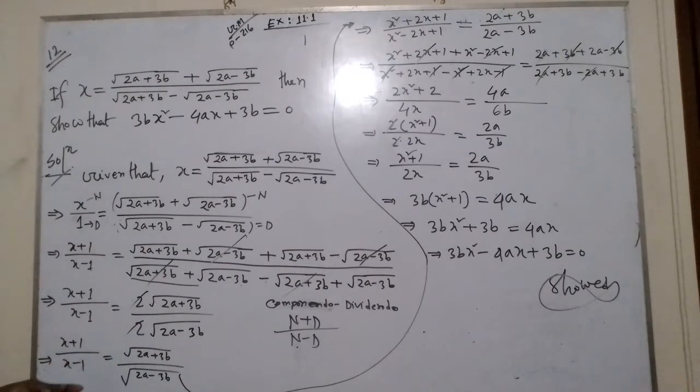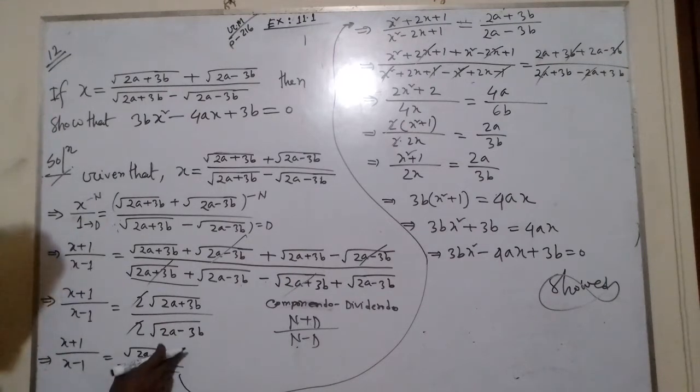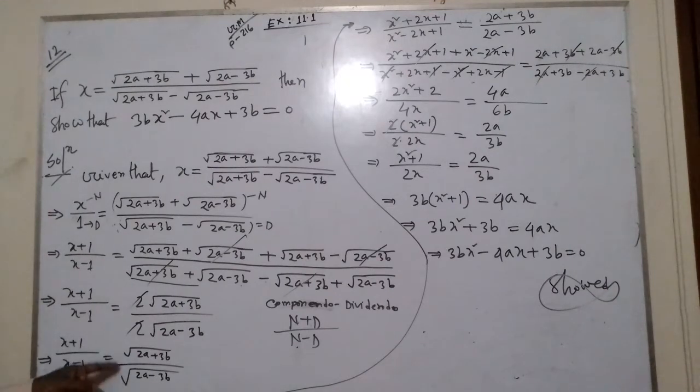So now we can write (x + 1)/(x − 1) = √(2a + 3b)/√(2a − 3b). If we solve this equation, we square both sides of this equation for removing the square root on the right hand side.